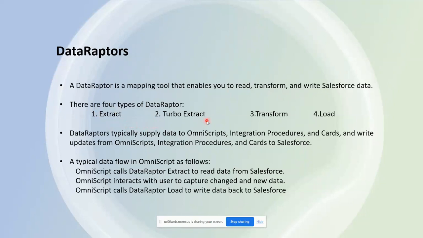Turbo data raptor extract is also similar to data raptor extract. This is normal extract, this is turbo extract, but there is a difference in terms of speed. When to use which data raptor, we have some criteria for that, which we are going to see when we are discussing data raptor extract. And we have something called transform data raptor. As I said, when we want to transform the data structure, the field nodes, or the format, in those scenarios data raptor transform is used.